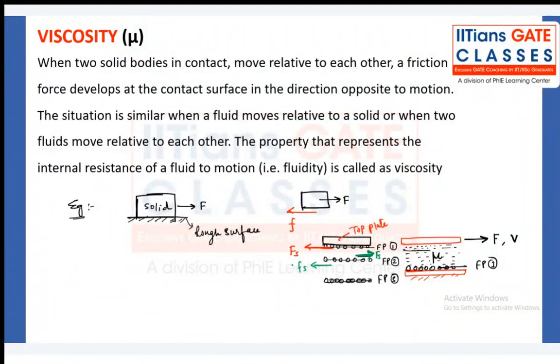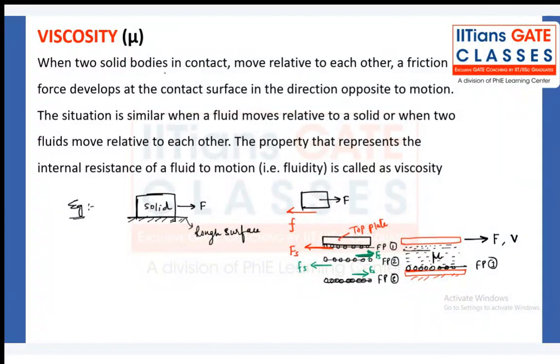And what will fluid particle 2 offer? It will offer a resistive force equal but in the opposite direction. So viscosity is nothing but the property of the fluid by means of which it offers resistance between the fluid layers. Please make a note of it.